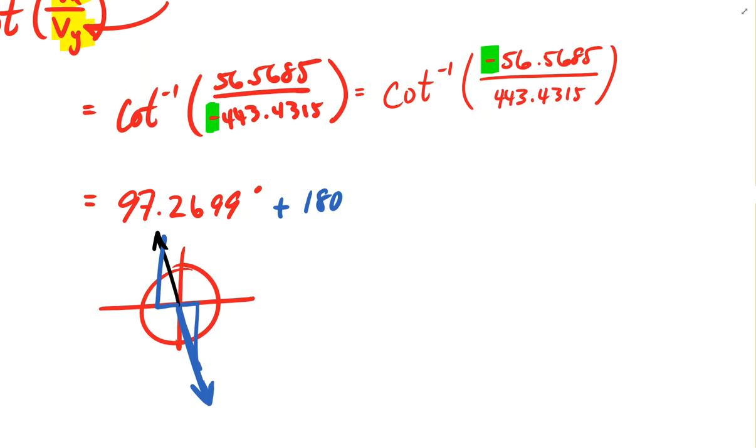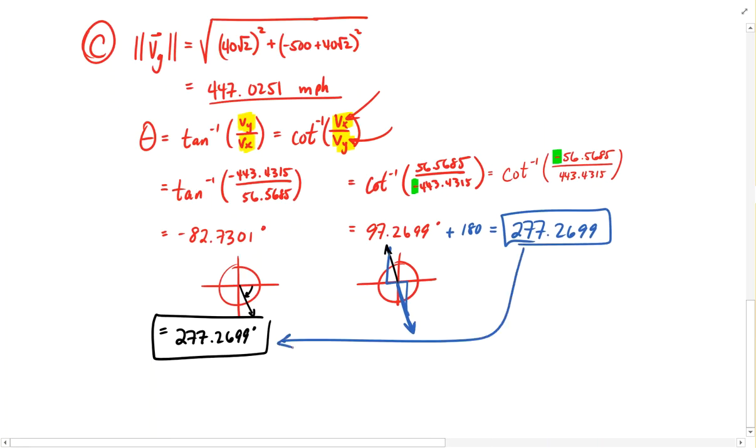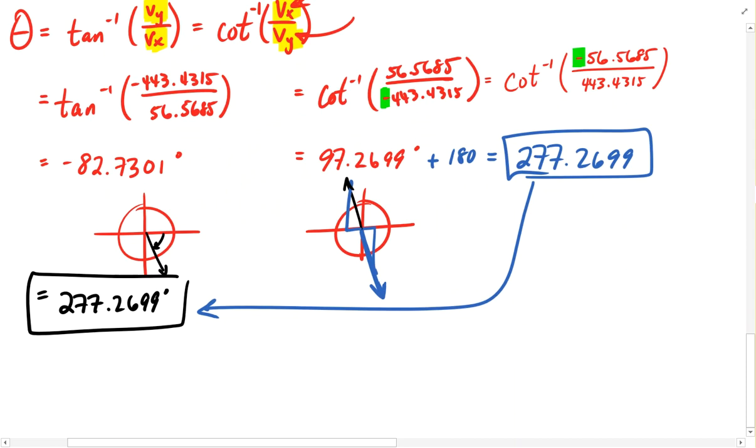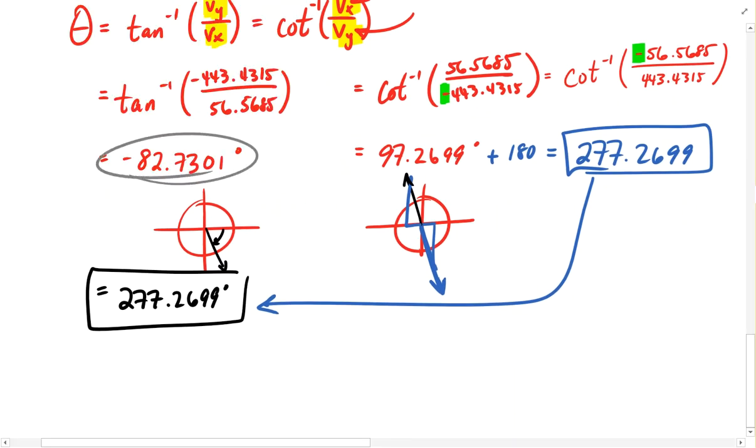And if you haven't already guessed, or if you haven't already done the math, you'll see that 97.2699 added with 180 is precisely 277.2699. And that result should look awfully familiar to you. It's the same result we obtained just a moment ago. And so I want to emphasize here that in either case, the tangent or the cotangent result off of the calculator screen did not give us the answer that we were after. In both cases, we had to manipulate the result to obtain the correct answer that we're going for.